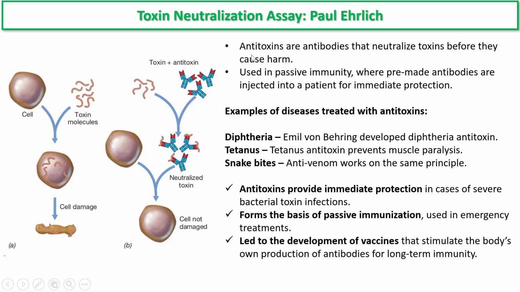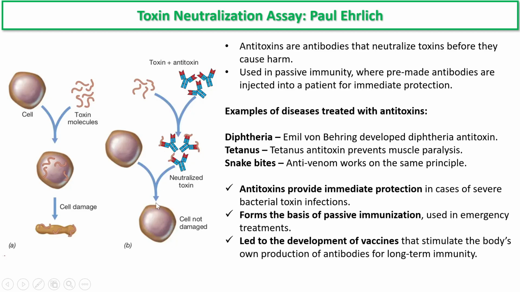There is another small story, the toxin neutralization assay from Paul Ehrlich. So what is happening here? When this particular cell gets infected with the toxin molecules, the cell gets damaged. As we know, if a cell interacts with any toxin molecule, the cell will get damaged. But if we give a neutralizing antitoxin, this antitoxin can bind to the toxin. So the toxin and antitoxin will form a complex and the toxin will get neutralized.